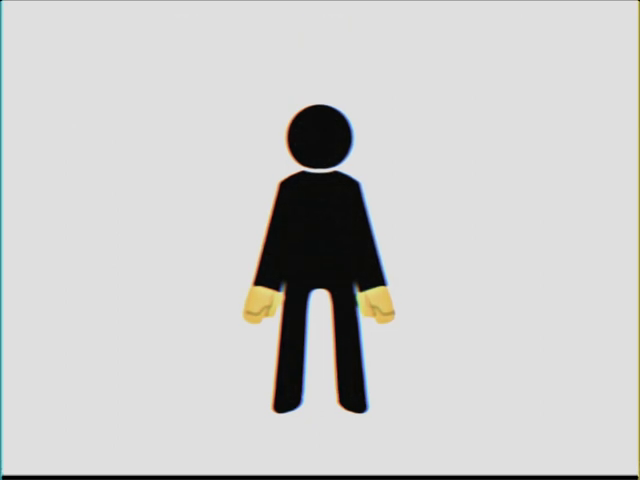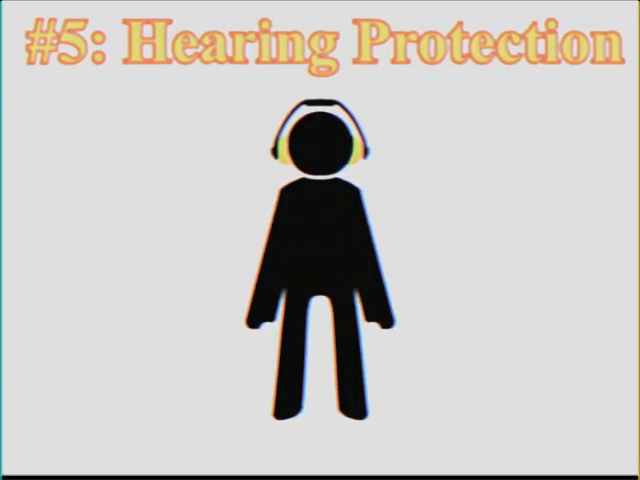Number 4, hand protection. Sharp or hot objects, chemicals, and biological or electrical hazards can all be prevented with the use of industrial or work gloves. Number 5, hearing protection. Many manufacturers... over time... hearing loss and preventing from hearing other hazards.